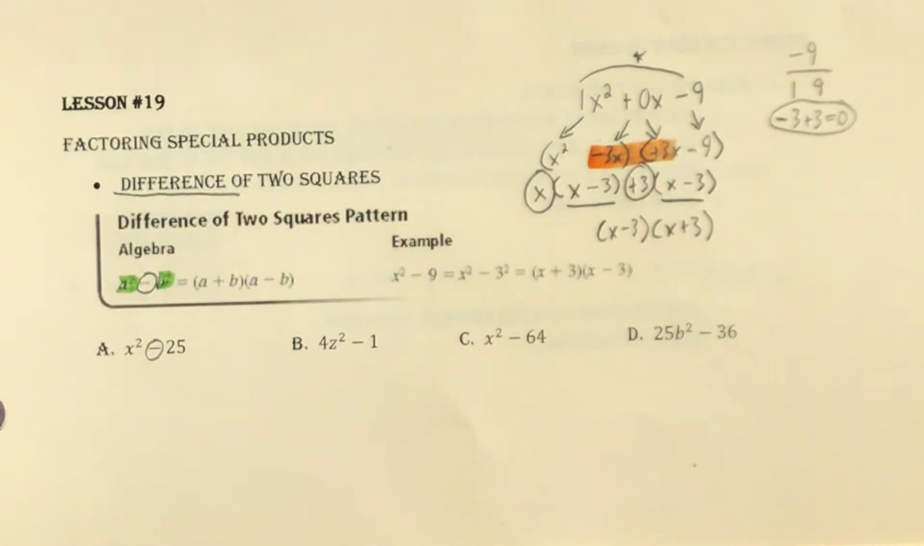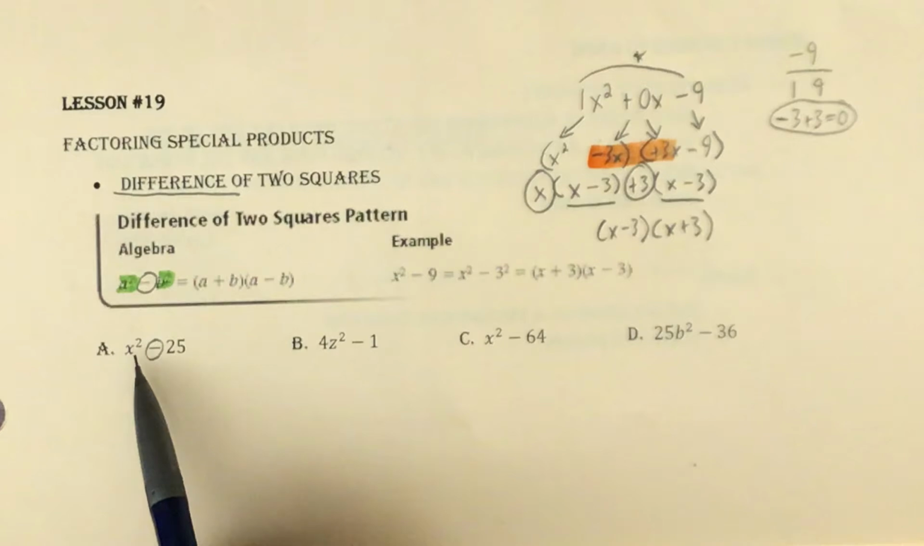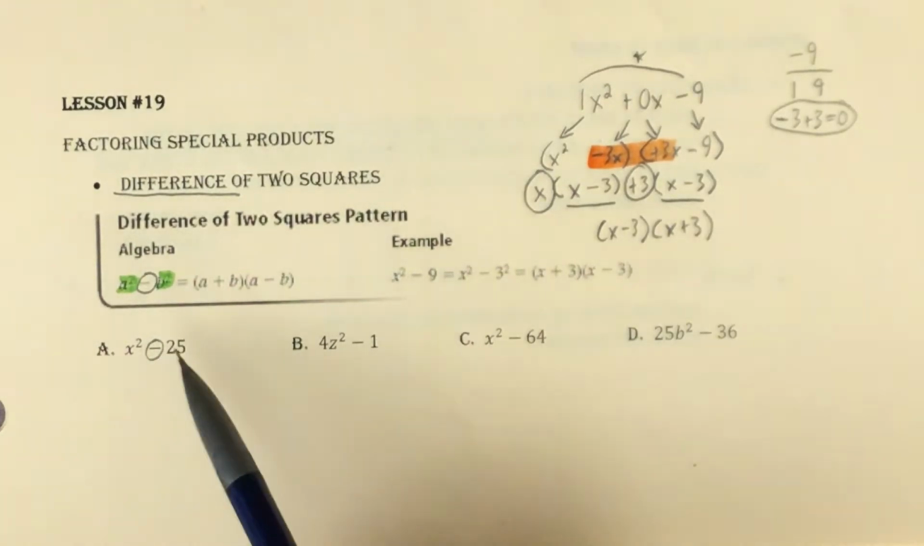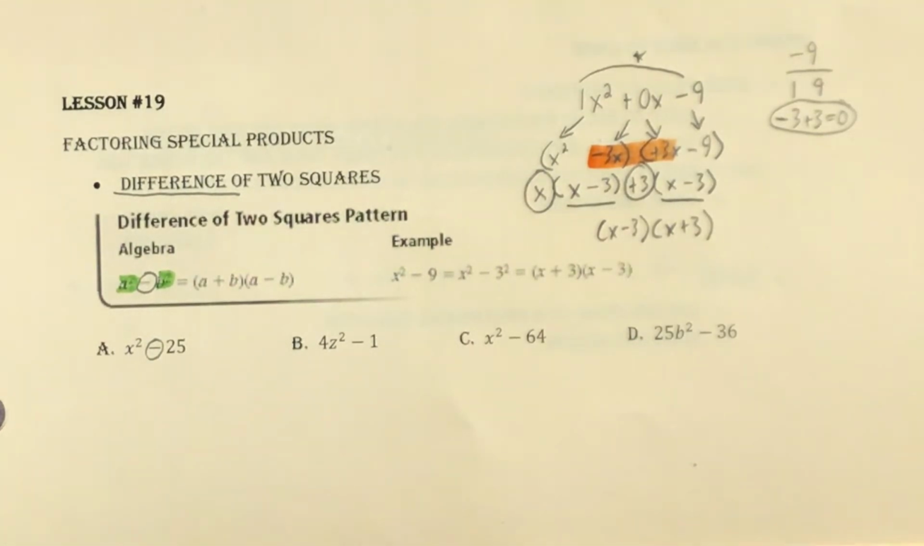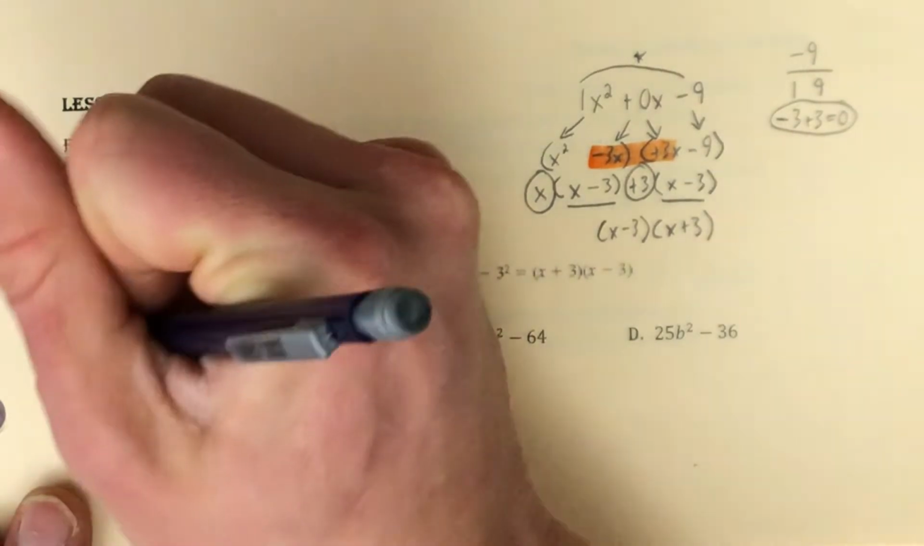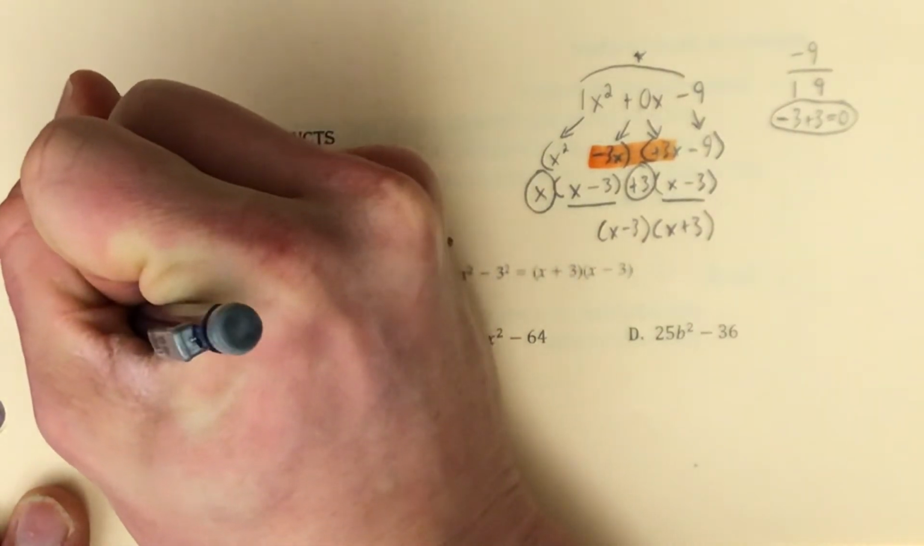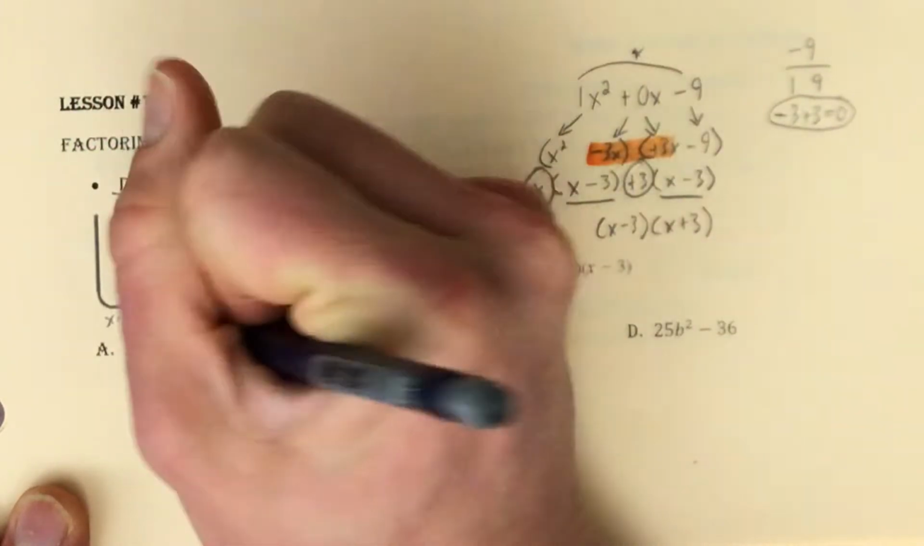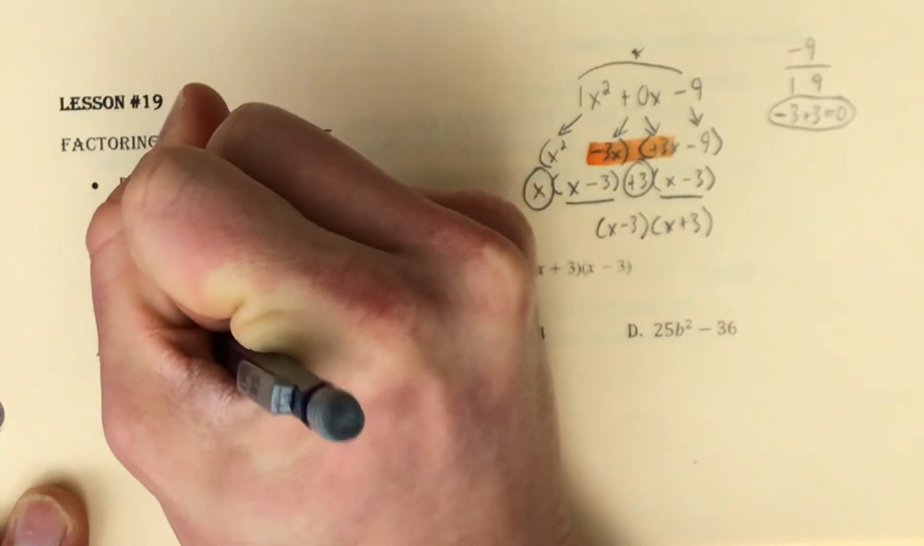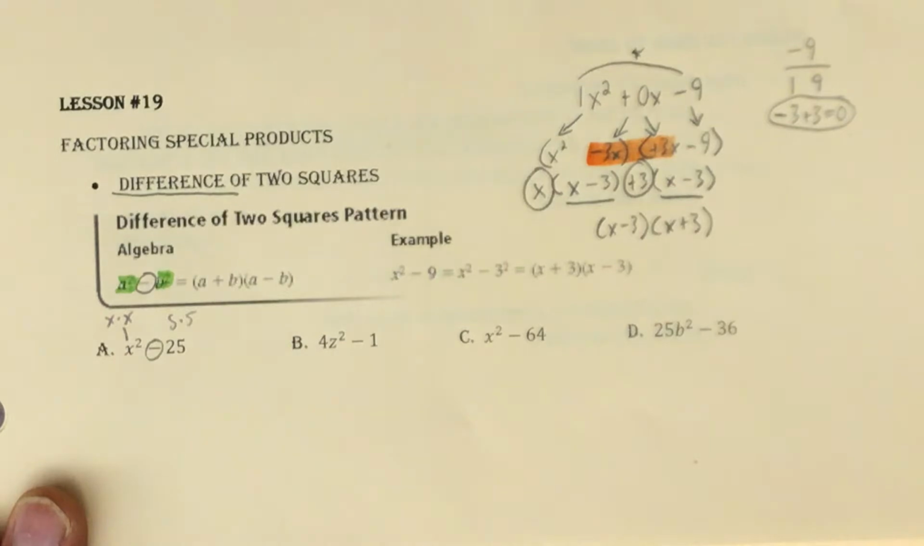The last thing I need to know is, are both of them perfect squares? Well, x squared is obviously a perfect square because it already has this squared sign. 25 I know is also a perfect square because that means 5 times 5. So really what I have here is x times x and 5 times 5, because that equals 25.